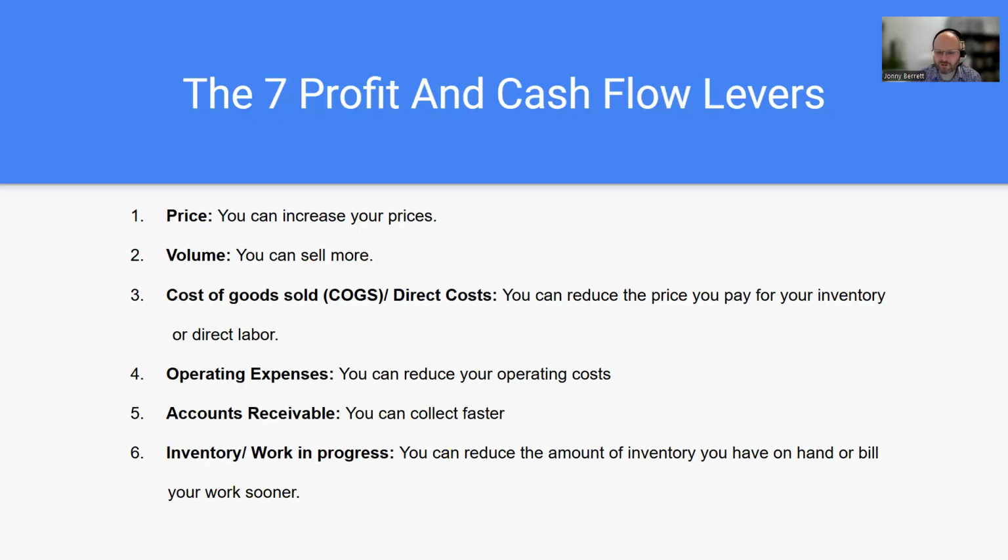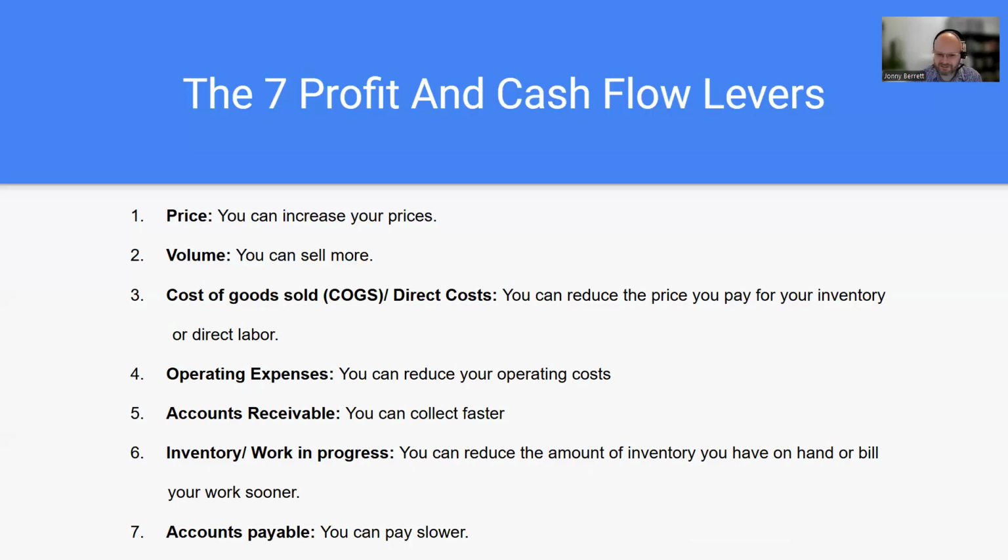Number six is inventory and work in progress. So you can reduce the amount of inventory you have on hand or bill your work sooner. If you think about it, your work in progress is basically a project. If it takes you typically 45 days to do a project and you're able to whittle that down to 20 days, then you're not incurring those labor expenses and parts expenses and having those sit there for the additional days, you're able to cut that down. So the quicker that you can go ahead and bill for what you've invested in, the more quickly that you'll get money in the bank and the higher your bank balance is going to go.